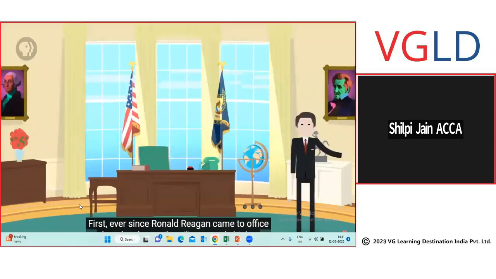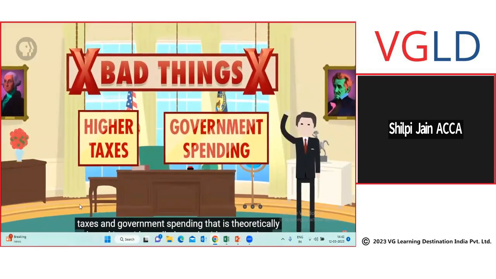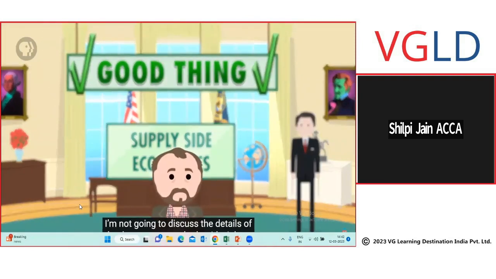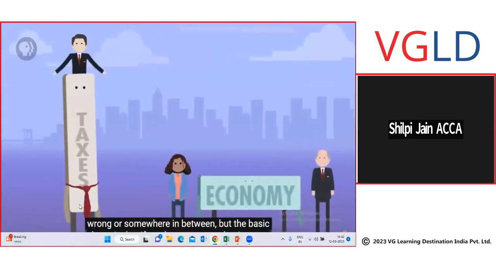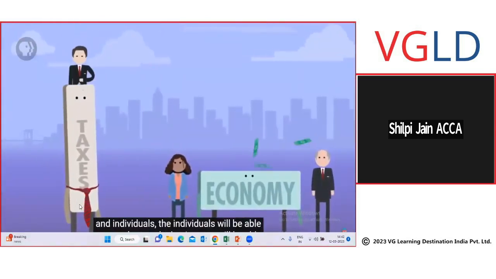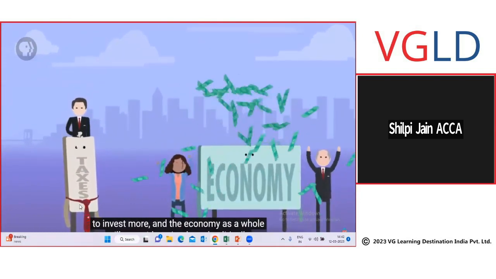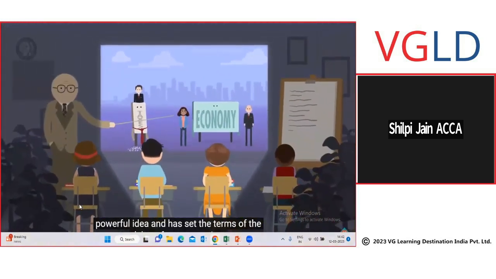First, ever since Ronald Reagan came to office, there has been a hostility towards higher taxes and government spending that is theoretically based in an idea called supply-side economics. I'm not going to discuss the details of the theory or even whether it's right or wrong or somewhere in between, but the basic thrust is that if you lower taxes on businesses and individuals, the individuals will be able to spend more, the businesses will be able to invest more, and the economy as a whole will grow. It's a simple and politically powerful idea and has set the terms of the debate for a generation.